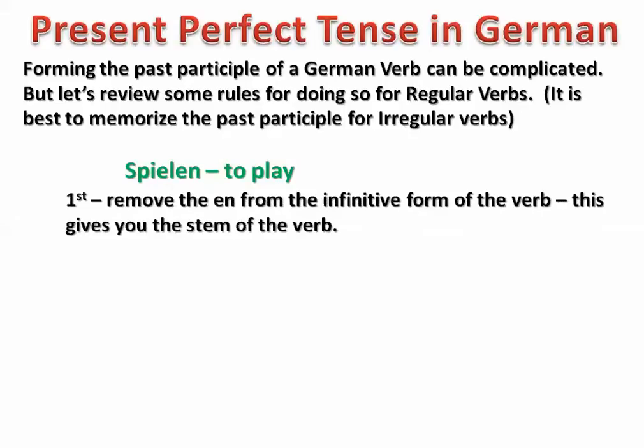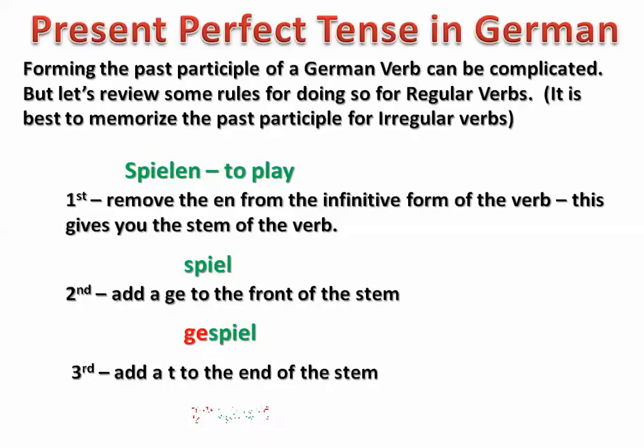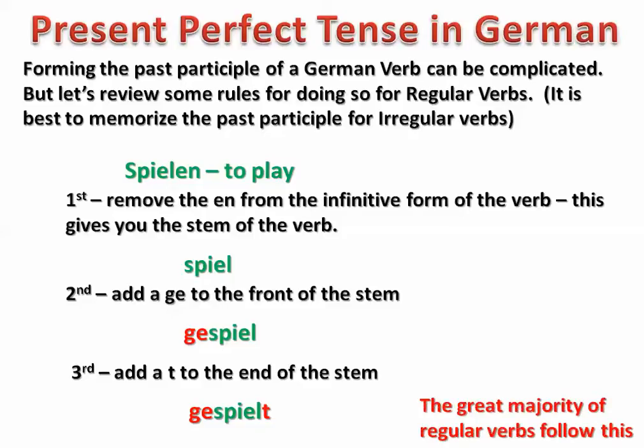Okay, so most verbs, most weak verbs, or some people call them regular verbs, are going to follow this particular rule. You have an infinitive form of the verb, so we have spielen, which is the infinitive form of the verb spielen, to play. So we're going to get the stem of this verb, which is spiel. We're going to take that en off, and we have spiel. We're going to add a ge to the front, and then we're going to add a t to the back, and we're going to get gespielt. This is played. This is the past participle. So, for example, ich habe Fußball gespielt. I have played soccer. The most regular verbs follow this rule, okay?